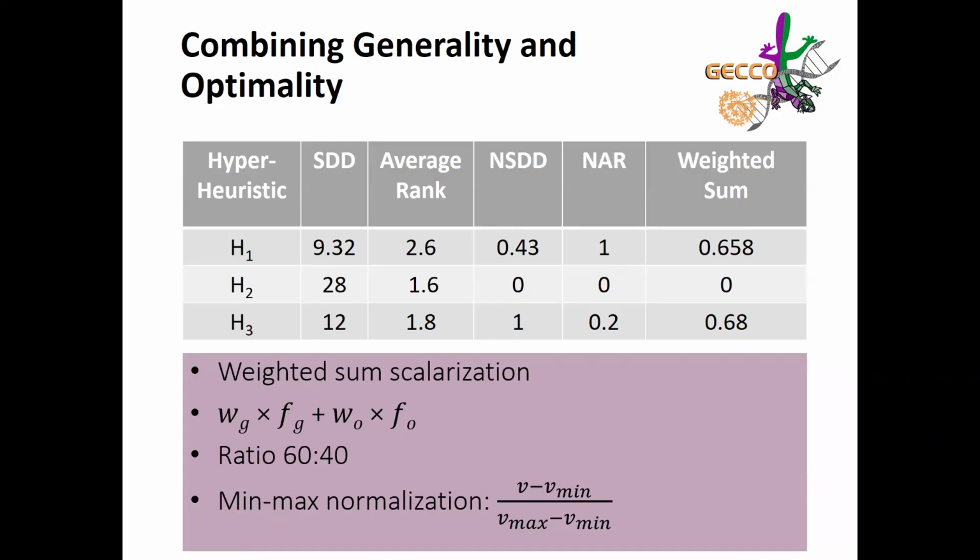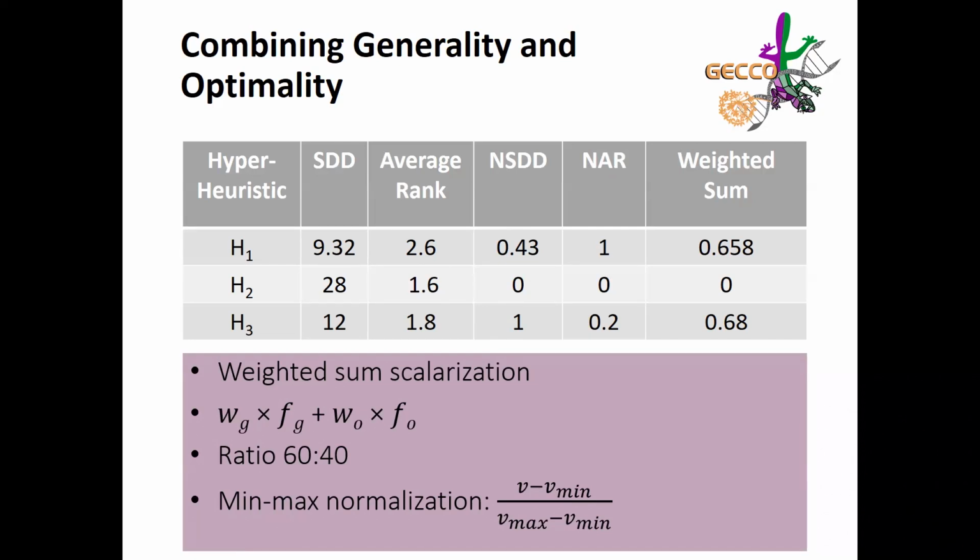Now, what do you think that weighted sum does? Is it a good reflection or a poor reflection? Okay, so if you look at H1, it was better when it came to generality, but it was actually worse when it came to optimality. And then its overall value is 0.652.